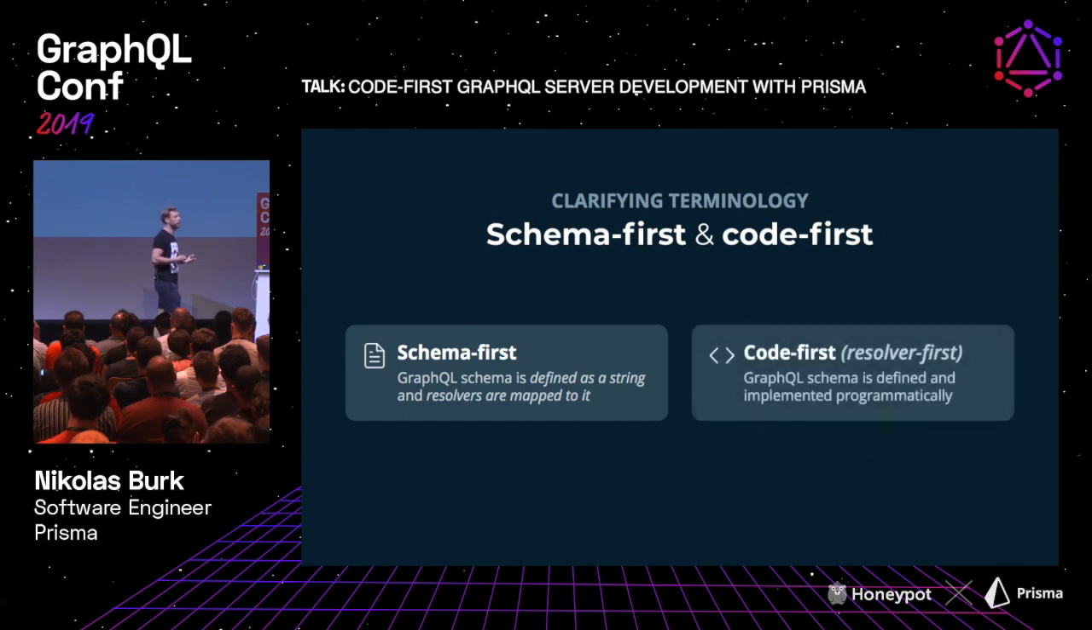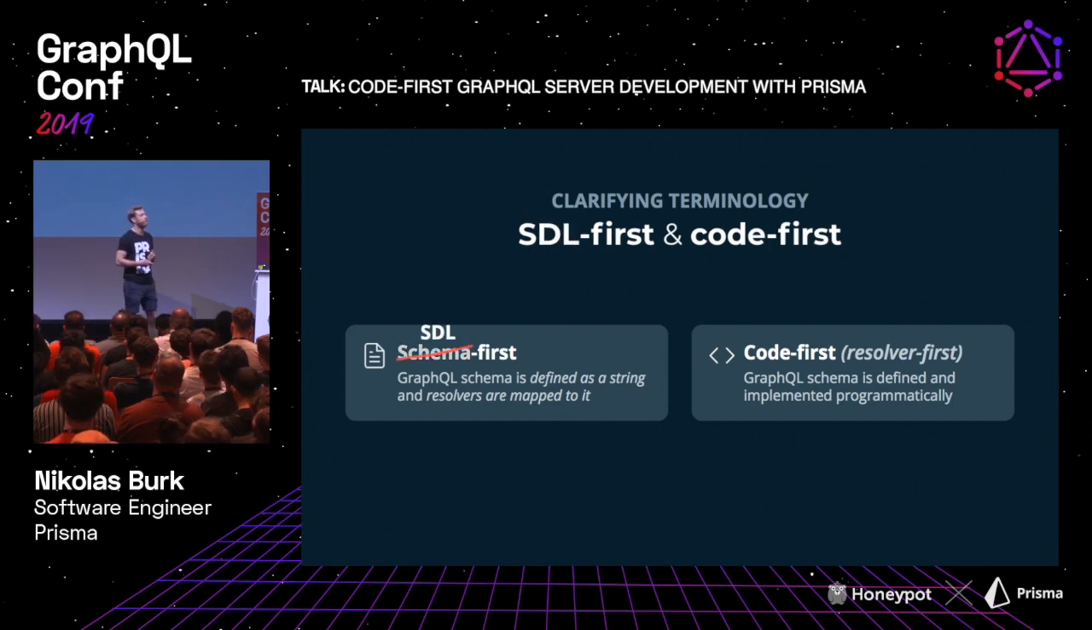Then we have the second approach that I call code first, which is also sometimes called resolver first. With that approach, the GraphQL schema is defined programmatically. So you don't have this string-based API for defining a schema. Instead, you just define your entire schema in code in the first place. And we actually started to call schema first SDL first rather, because it's a bit more precise. It describes a bit better what this is actually about.